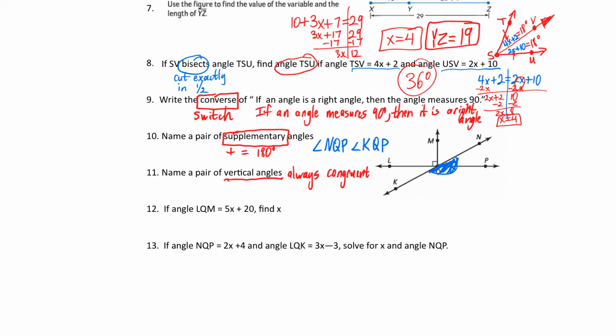Okay, name a pair of vertical angles. So I already drew that for you. So it would be like angle NQP and angle LQK.